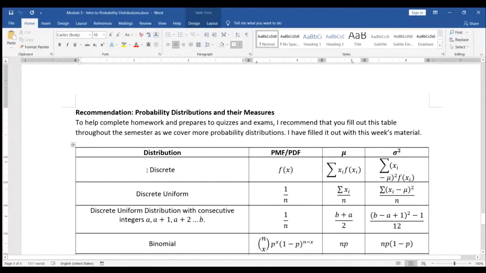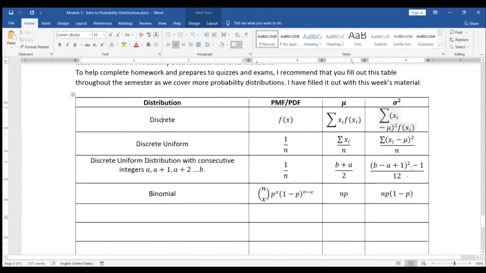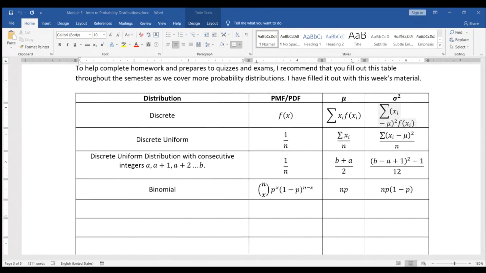So we know that a discrete random variable is going to have a probability mass function, which is just f of x. That's just a definition. And we know that the general definition of a mean is just the sum of x times its probability mass function. And the general definition of a variance is the sum of x minus mu squared times f of x.